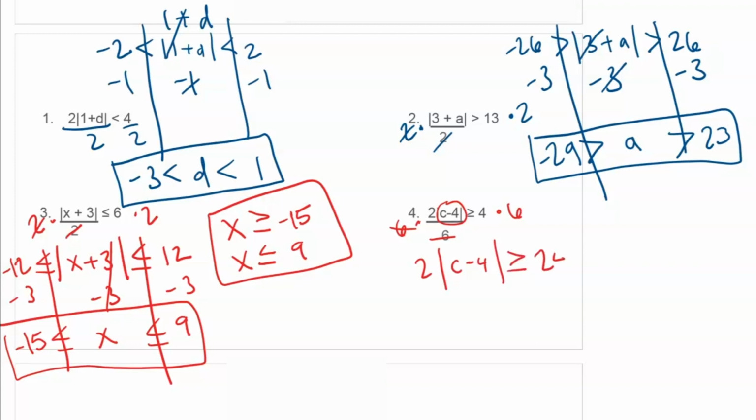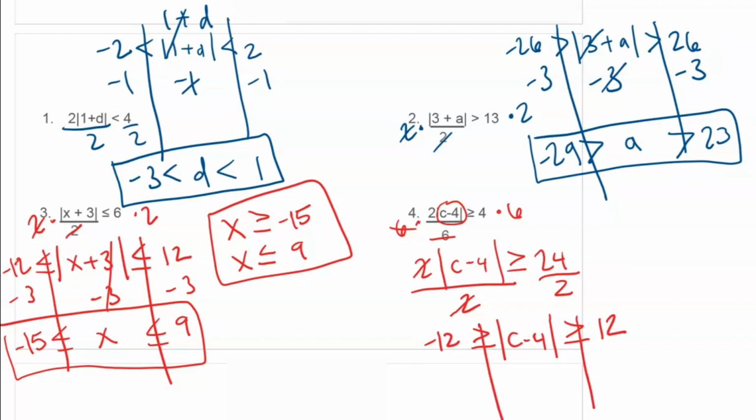times 6 is 24. My absolute value is still not by itself because I have this 2 on the outside, so I have to get rid of that 2. So I'm going to divide by 2 on both sides. So then I get the absolute value of c minus 4 is greater than or equal to 24 divided by 2 is 12. Now the absolute value is by itself, so now I can make my sandwich. So I'll copy that sign over on the left side. And then over here I have a positive 12, so on the left I'm going to put a negative 12.